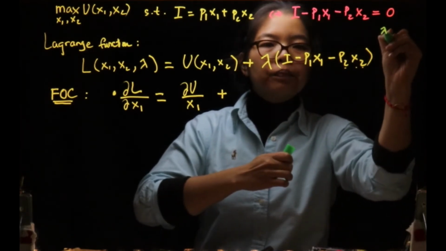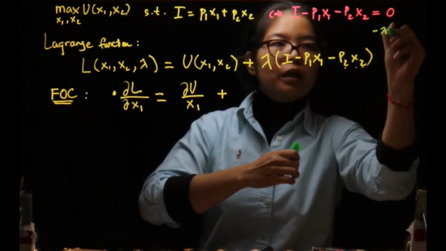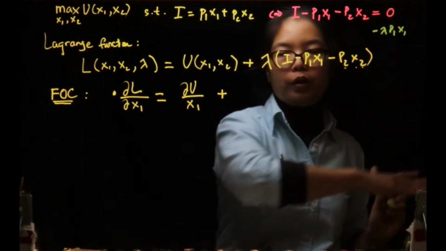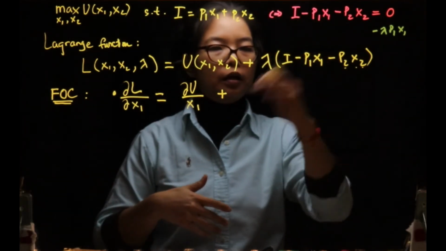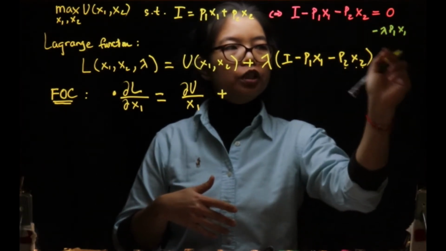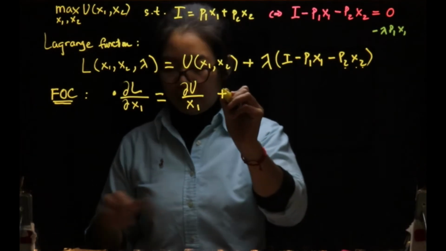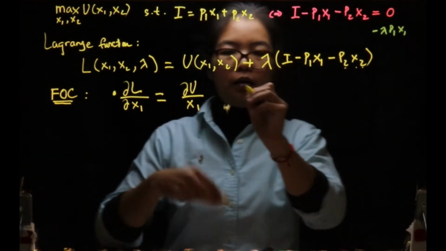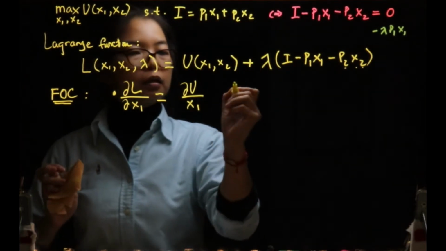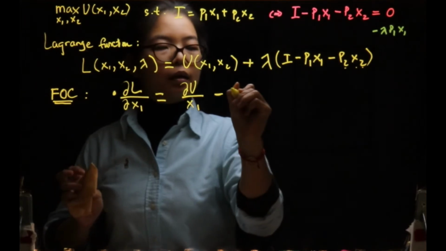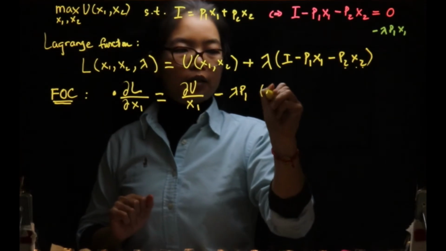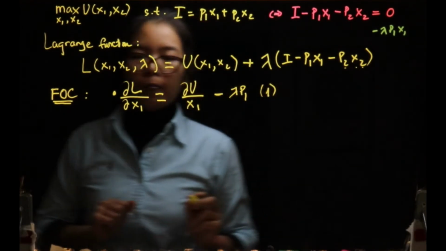So the only thing we will have here at the end is minus lambda times p1 x1. That's the only thing left when we factor out everything. So the derivative of this term with respect to x1 is not plus, but minus instead. So minus lambda p1. Let's denote this 1.